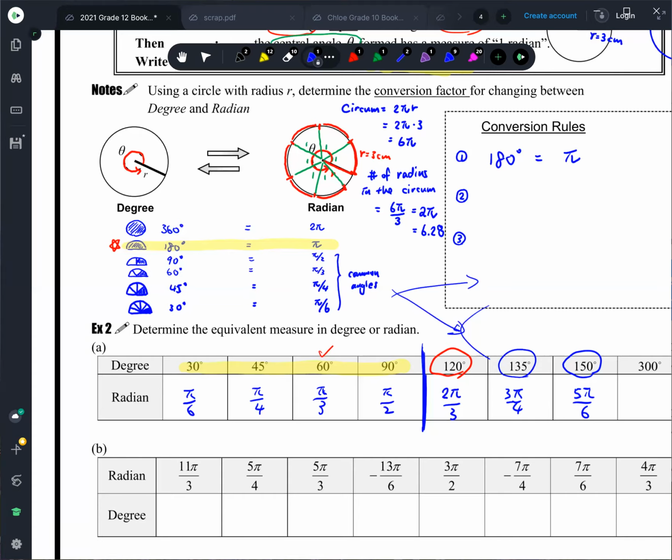Okay, Marcus, can you try the 300? 300 degree is a multiple of... It's not 90, right? No. I don't know. You understand how we get the other ones? Yeah, they're multiples of like 45 and 60 and all that. Yeah. So 300 degree is a multiple of which one of them?